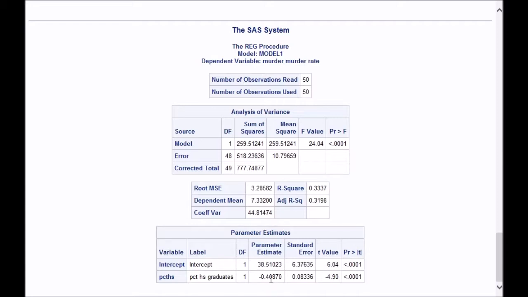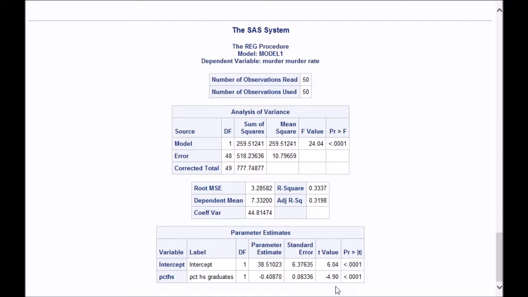We are going to focus on our slope estimates in these models. So here's our percent high school graduates. We get an estimate of -0.4. So for each 1% increase in the number of high school graduates, we see a 0.4 per 100,000 individuals decrease in murder rate. And that is statistically significant.